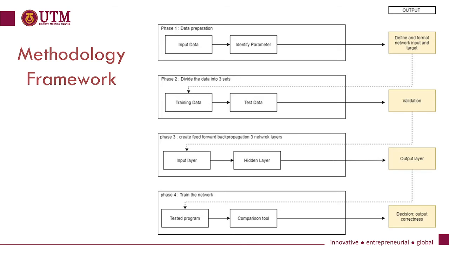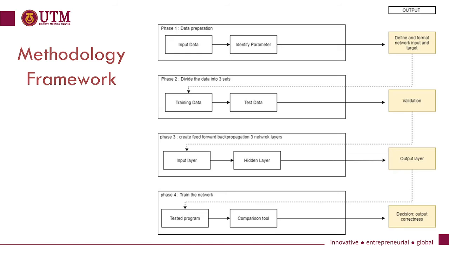First of all, we must do data preparation. We input the data and identify the parameters. After that, we can define and format the network input and the target, and divide the data into presets: the training data and the test data. After that we can get the validation. In this validation, we can create the next step. We can create the feed-forward back propagation in three network layers.